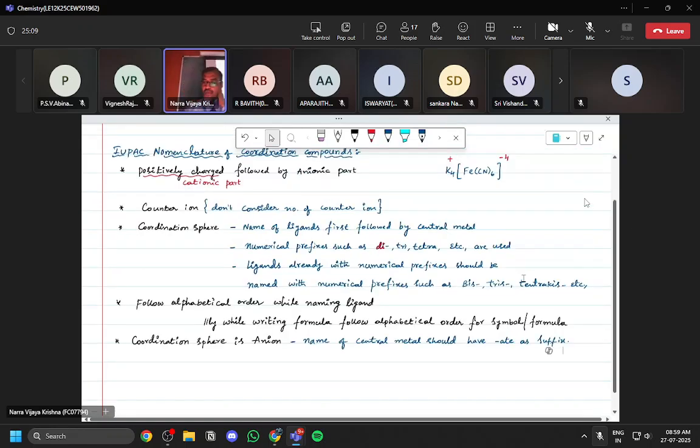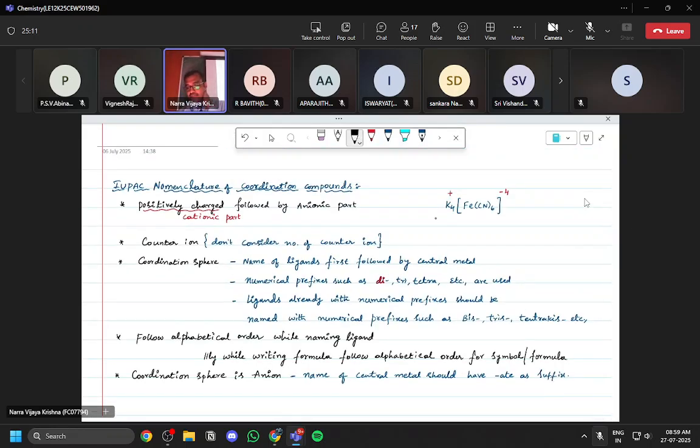Now, give the name of this complex now. Potassium. We don't bother about counter ions, number of species, right? Hexa, cyanido, ferrate. Now, oxidation state of the central atom must be written in parentheses with Roman numerals, right?